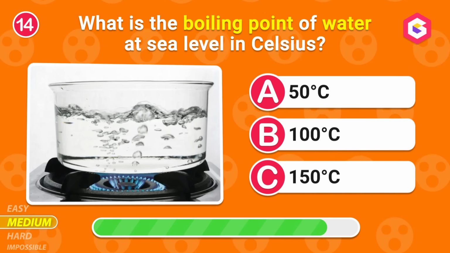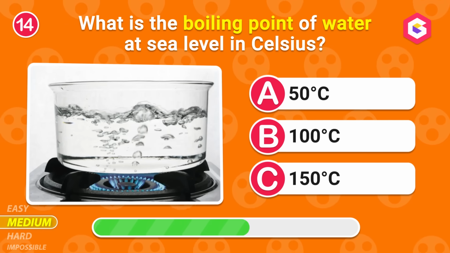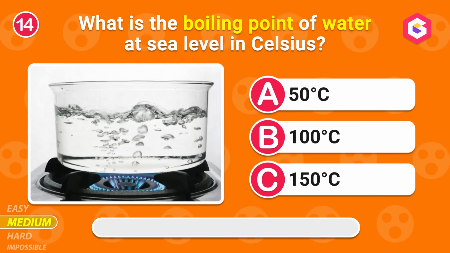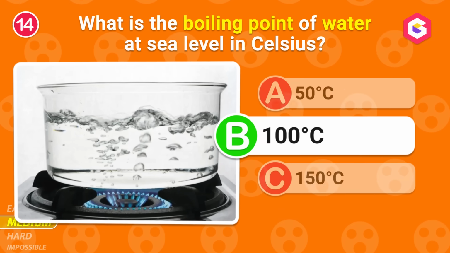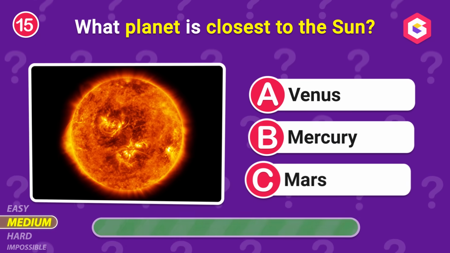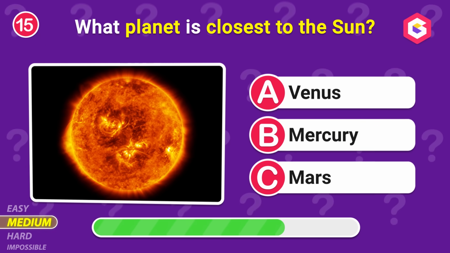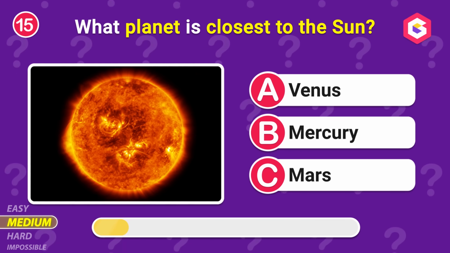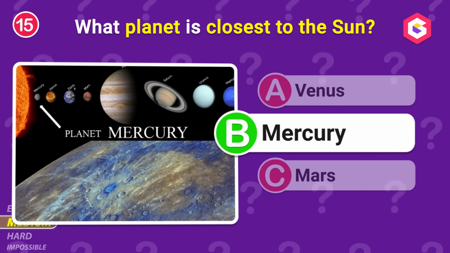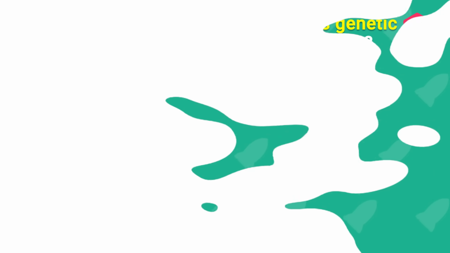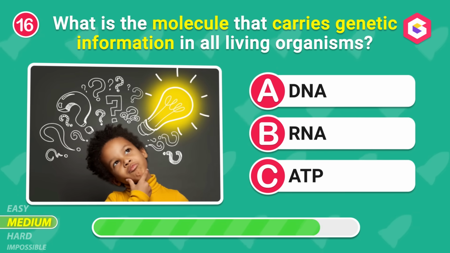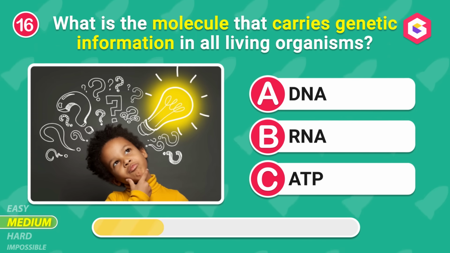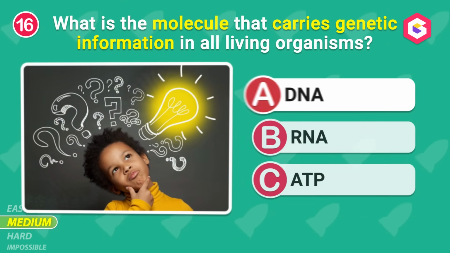What is the boiling point of water at sea level in Celsius? 100 degrees C. What planet is closest to the Sun? Mercury. What is the molecule that carries genetic information in all living organisms? DNA.